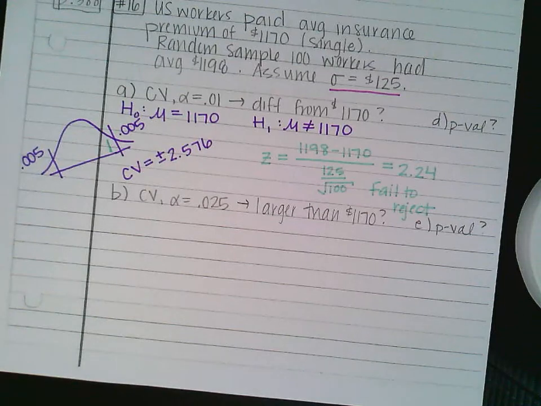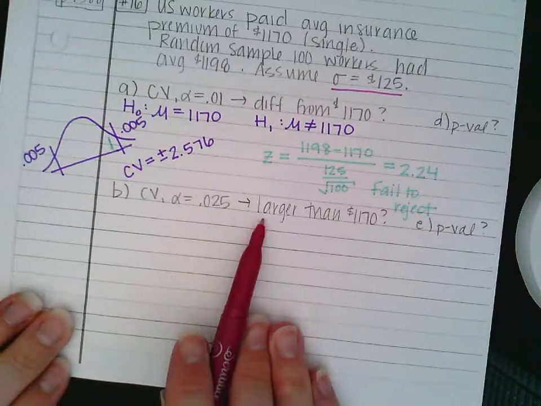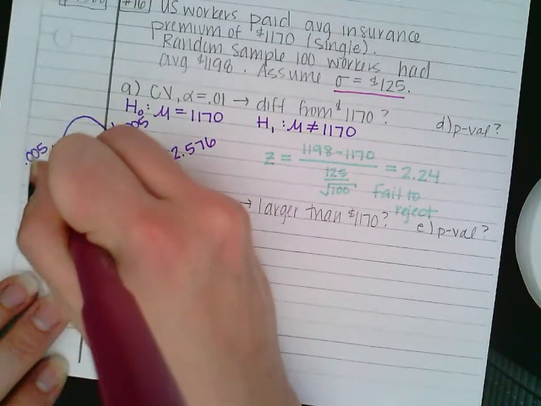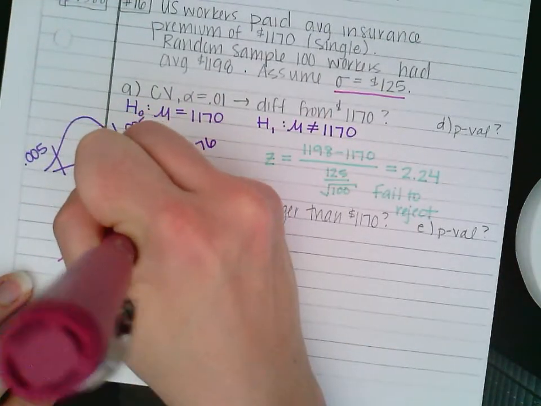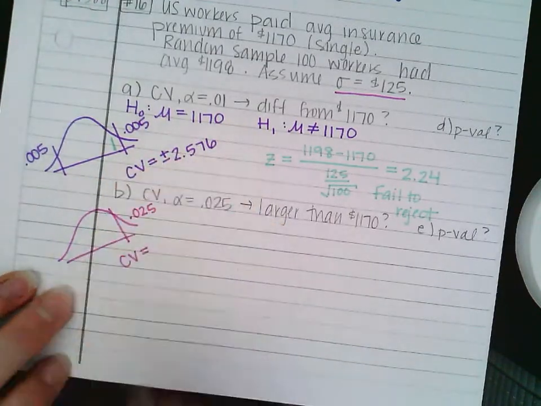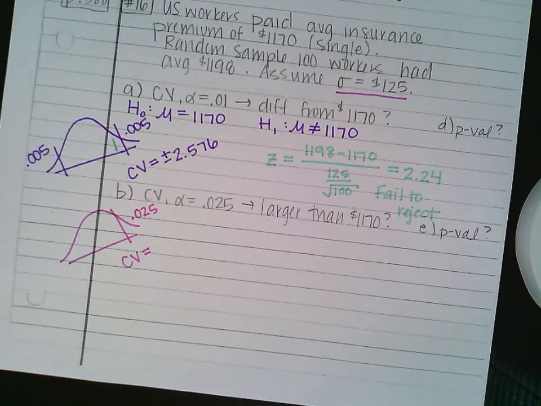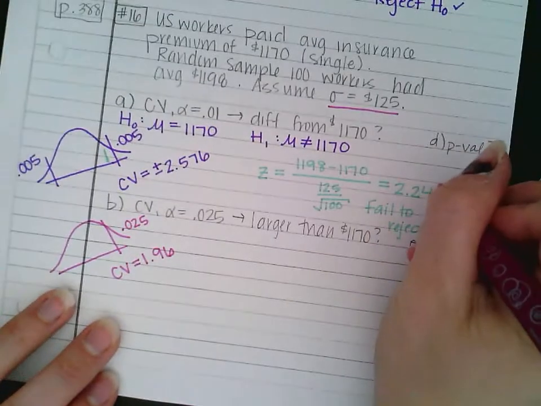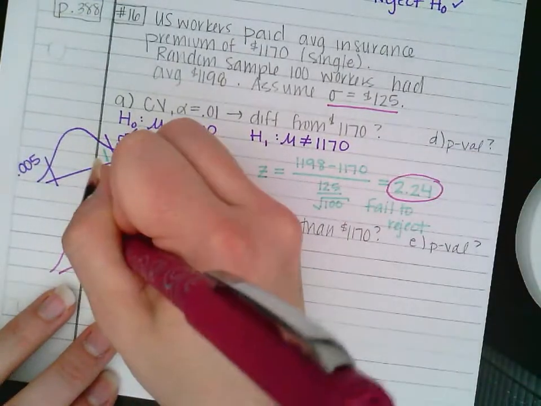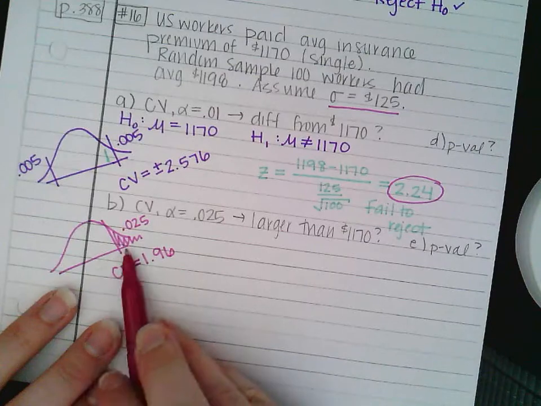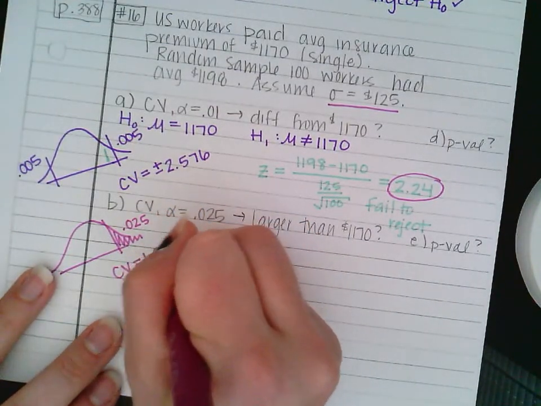On part B, it wanted us to look at the critical value of 0.025 and think about, is it significantly larger? So all of that alpha is now over here, and that changes my critical value to be 1.96. In that case, Z is now in the rejection region, because 2.24 would be inside that shaded region. So in this case, we would reject H0.